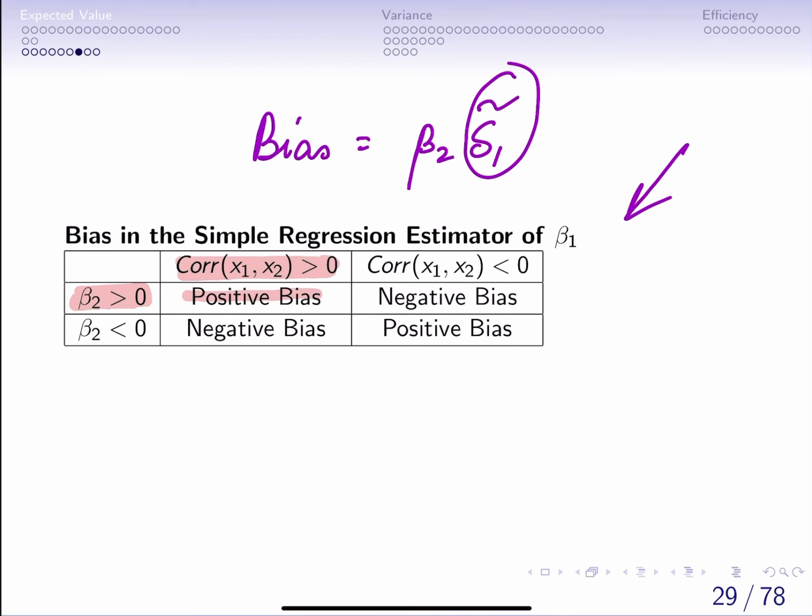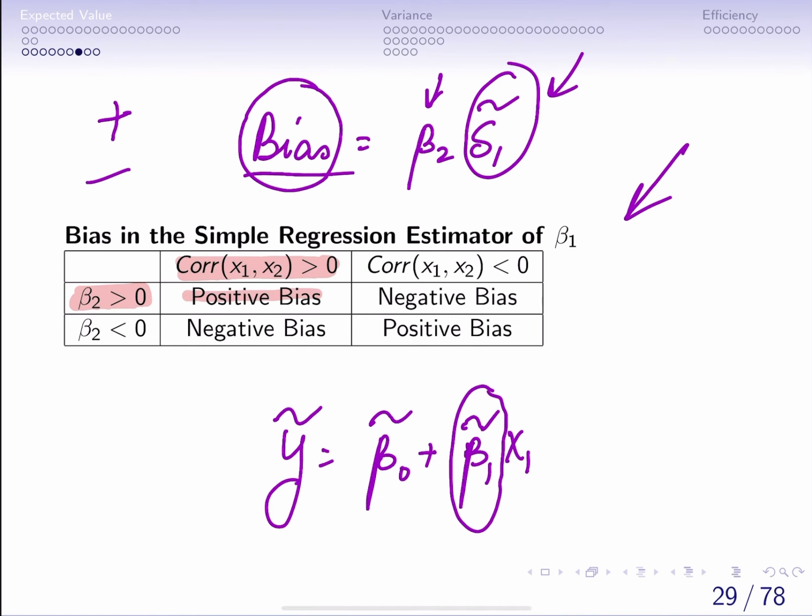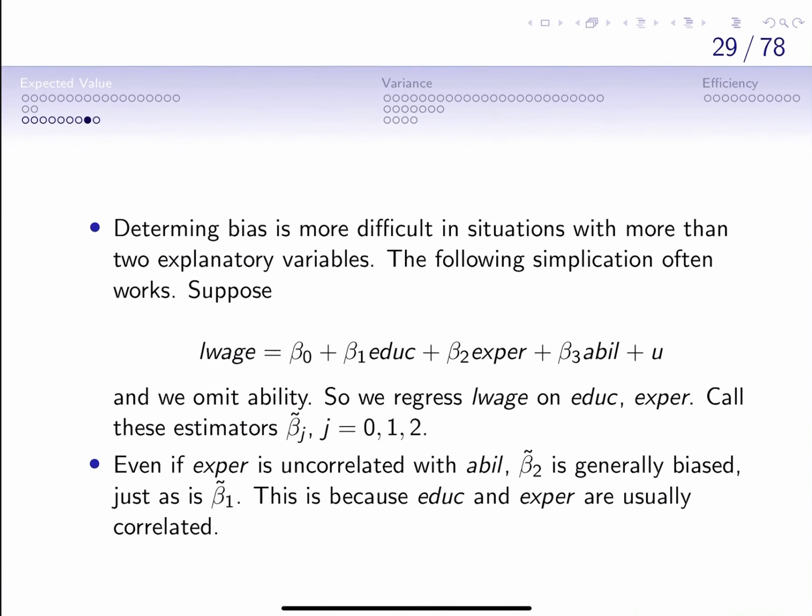Depending on the sign of each of these, you're going to say if the bias is positive or negative. And this is the bias in the slope coefficient of your simple linear regression, remember. So we're talking about the bias in this slope coefficient.